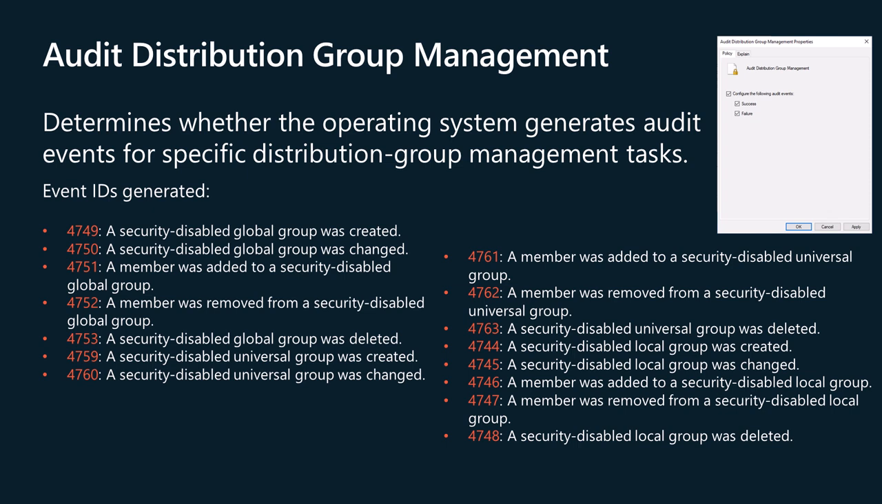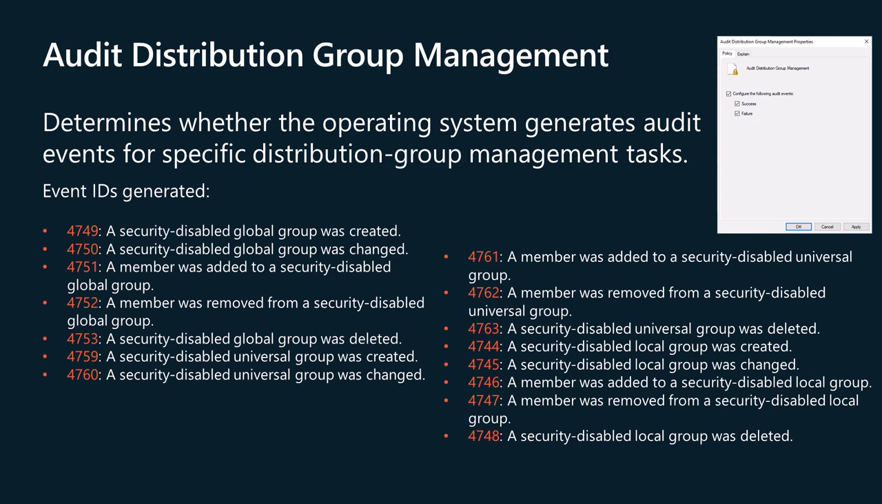Event IDs generated in the security log when you enable this auditing category are 4749, a security disabled global group was created. 4750, a security disabled global group was changed. 4751, a member was added to a security disabled global group. 4752, a member was removed from a security disabled global group. 4753, a security disabled global group was deleted.